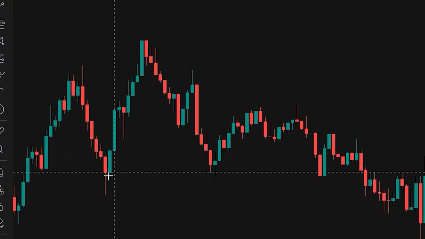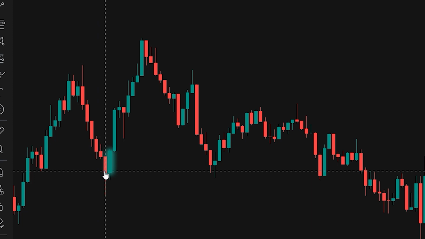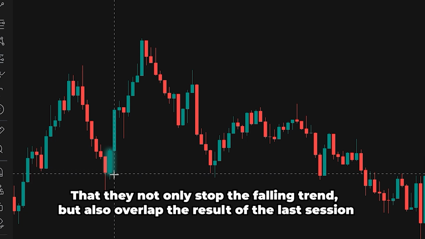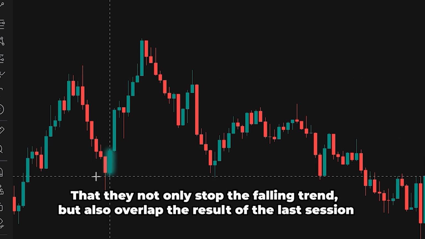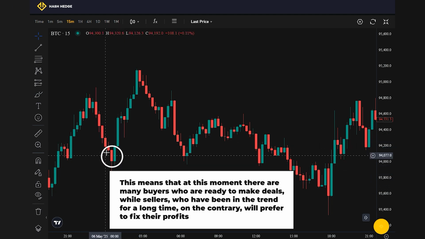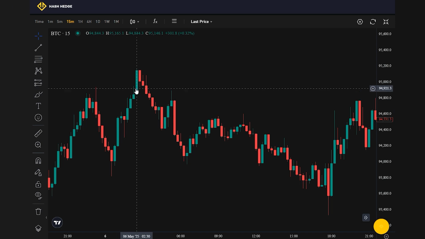And at this moment, what happens is that literally on the next candle, on the next time frame, we have so many buyers that they not only stop the falling trend, but also overlap the result of the last session. This means that at this moment, there are many buyers who are ready to make deals, while sellers who have been in the trend for a long time, on the contrary, will prefer to fix their profits. And this is where we may very well have a rebound starting.